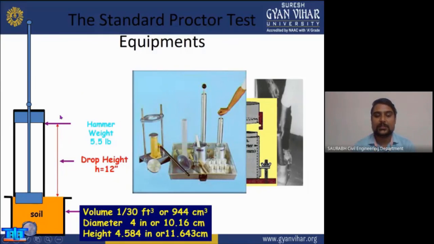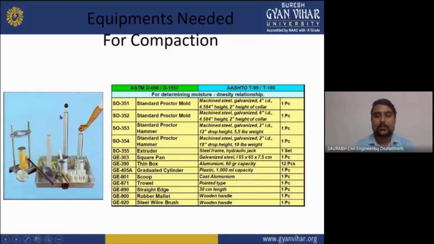Now we will see the compaction Proctor test here. Standard Proctor test equipment: there is a hammer, whose weight is 5.5 lb, and drop height will be here 12 inch. Okay, now come on the volume. Volume of this soil sample will be 1/30 cubic feet, which will be equal to 944 cubic centimeter. Diameter will be 4 inch or 10.6 centimeter. Height will be 4.584.